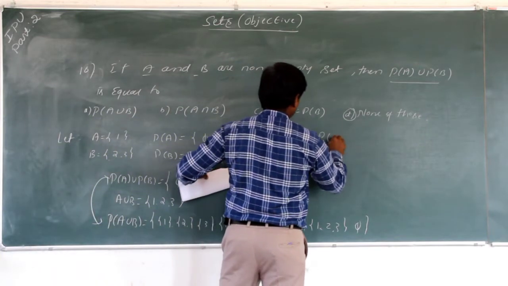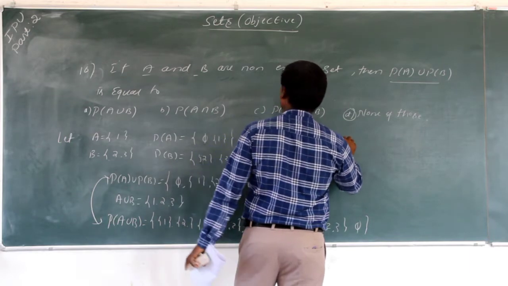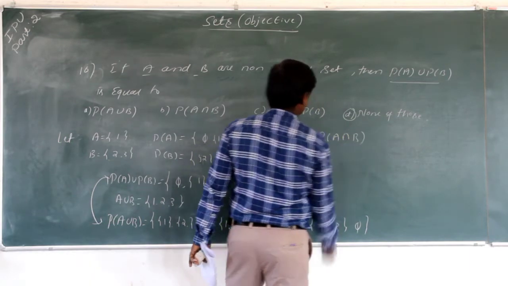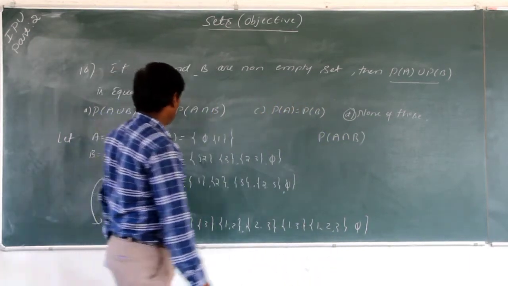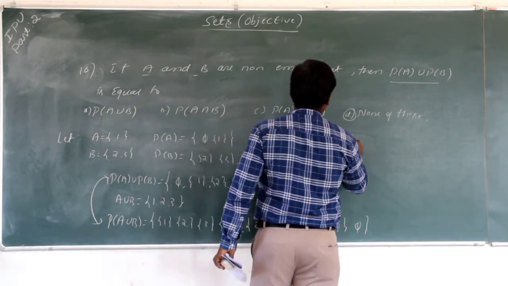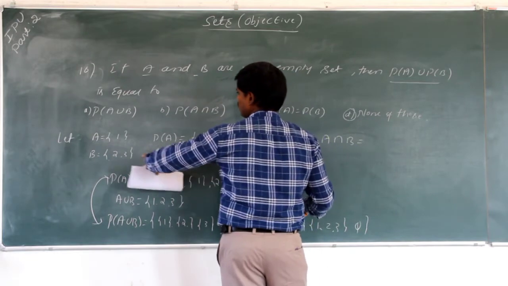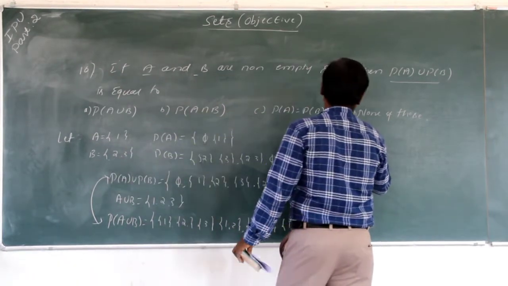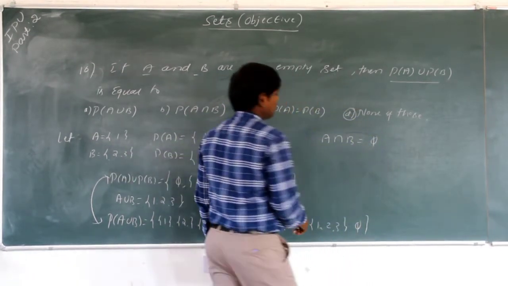So P of A intersection B. Okay, so first we will calculate A intersection B. A intersection B is equal to what? The common elements in both. So there are no common elements, so phi, the null set.